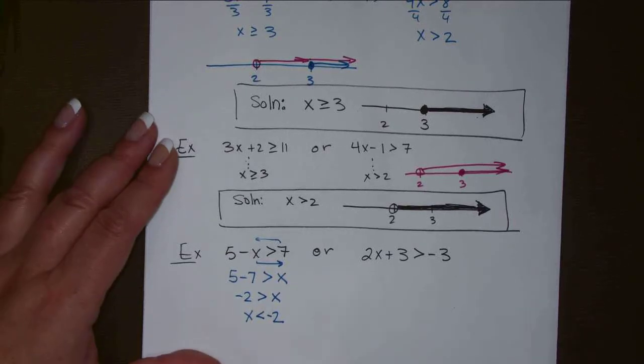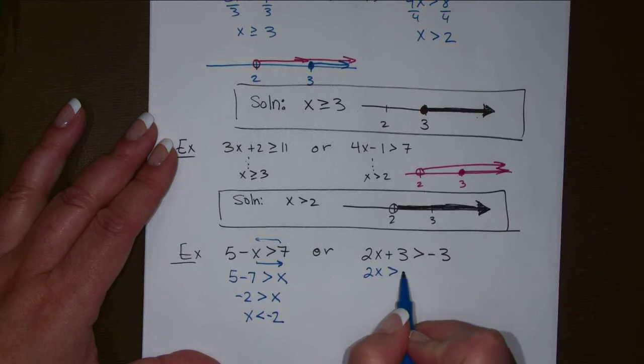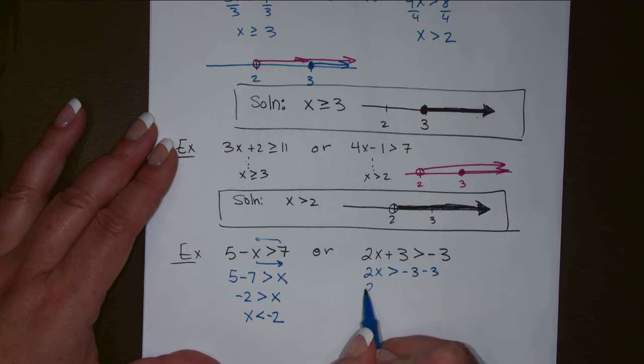So you always want your x to be positive. And here it already is positive. So minus 3, minus 3.